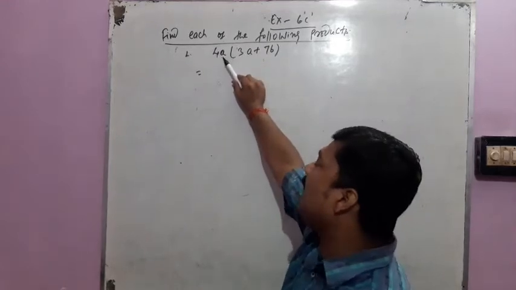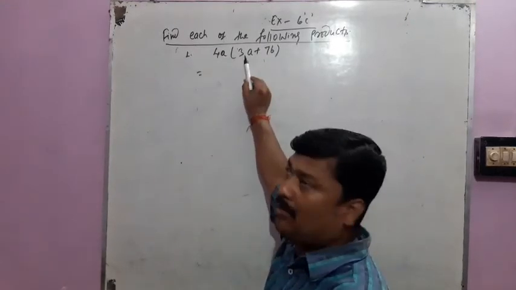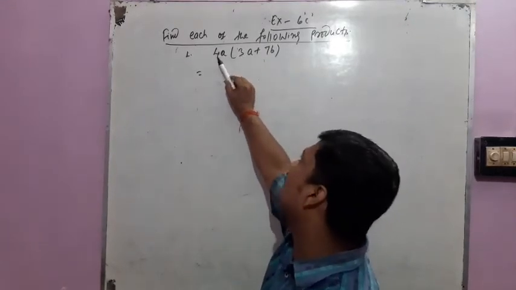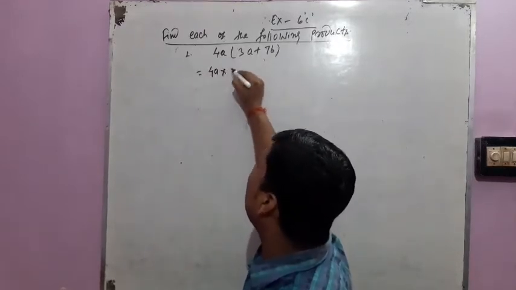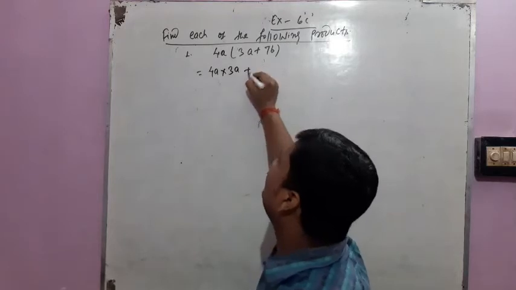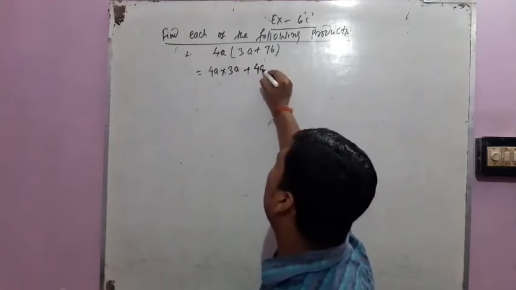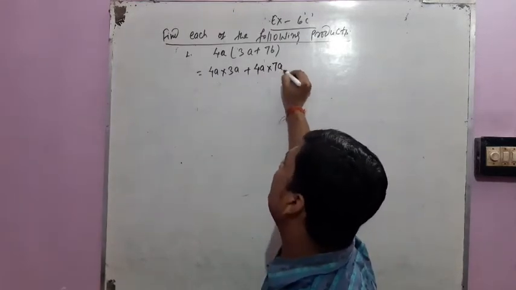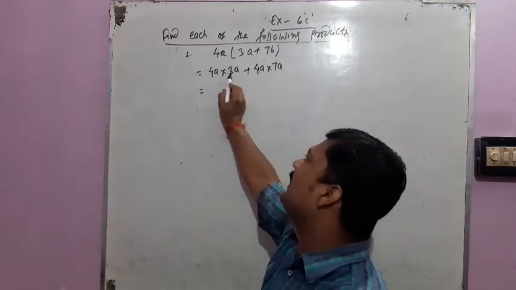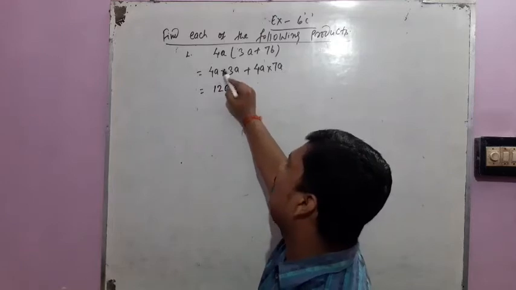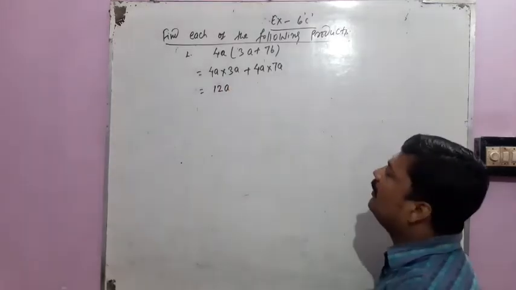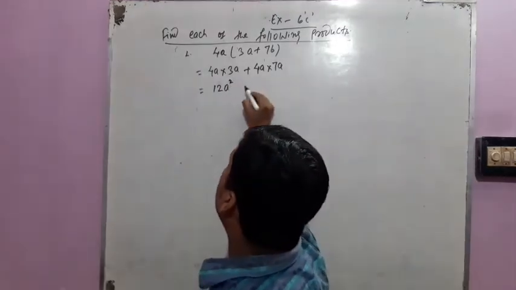First we multiply the monomial with the first term of the binomial, then we multiply the monomial with the second term of the binomial. For that we are writing here 4a into 3a, and again we are multiplying 4a with 7b. Now first we have to multiply the constant terms here. 4 threes are 12, and a into a, we have to add the exponents of the same variable. 1 and 1 is 2, 12a square.